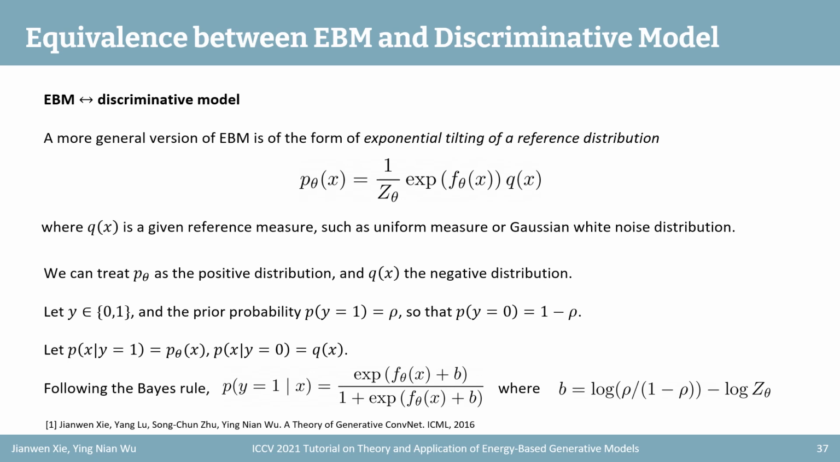And p(x) can be considered a correction of q(x), and f(x) is the correction term. We may call p(x) the energy-based correction of the base model q(x). We want to show that this exponential tilting leads to a discriminative model. We can treat p(x) as the positive distribution and q(x) the negative distribution.